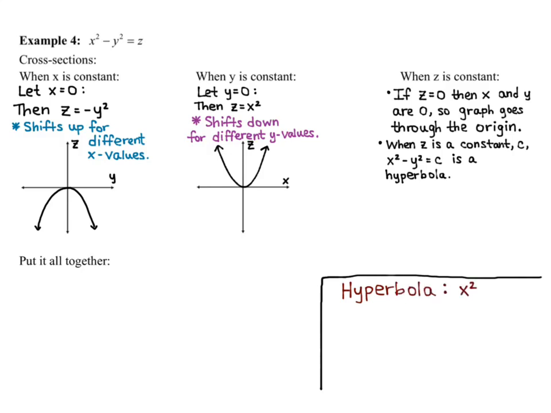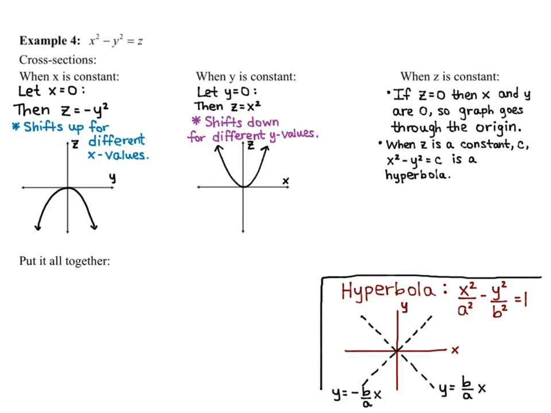A hyperbola is of the form x squared over a squared minus y squared over b squared equals 1. And when you have that, you have asymptotes that are defined by y equals b over a x and y equals negative b over a x. And then your hyperbola follows these asymptotes. It goes through the points a and negative a on the x-axis and approaches those asymptotes. Now, if the y squared came first minus the x squared, then my hyperbola would go along the y-axis, so it would go up and down instead of left and right.